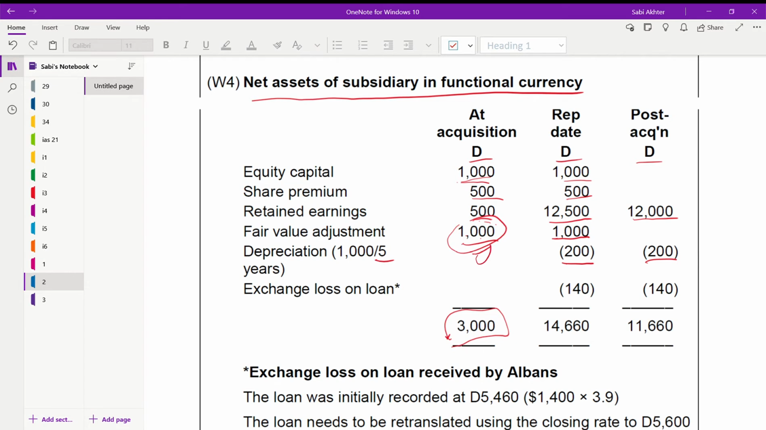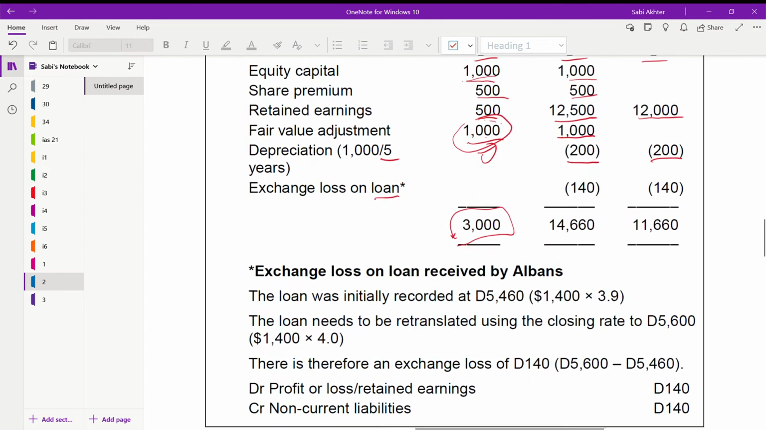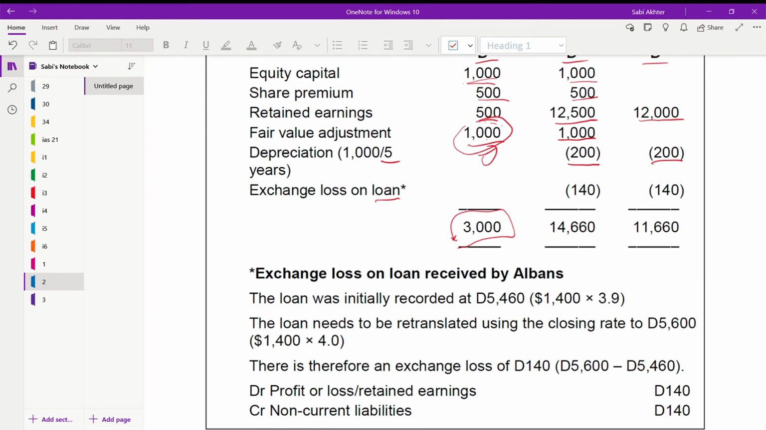Because here it is 0, so 0 minus 200. Then we have an exchange loss on the loan. Remember the loan that you have given? It is received by Alban. There's a loss. That loss also, don't forget to take. So initially it was recorded in D. How? They have given 1,400 in dollars. You have to multiply it back by the rate at which the loan is given, 3.9.